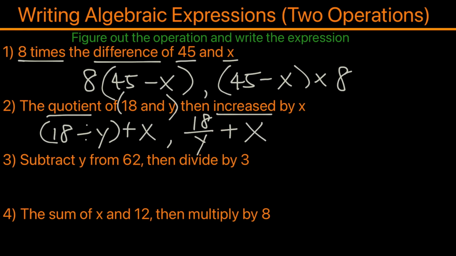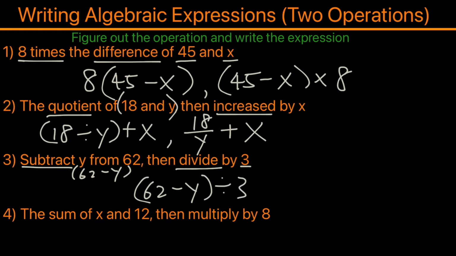For the third example, subtract y from 62. So in our head, we know that they wanted 62 minus y here. And then divide by 3. So if we write this out, 62 minus y, divide by 3. Or we can write 62 minus y, divide by 3.